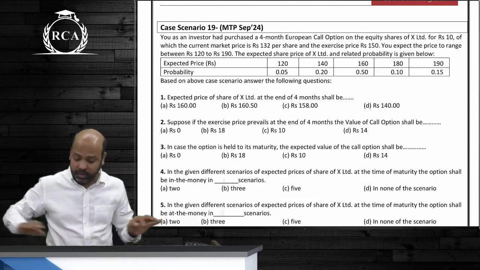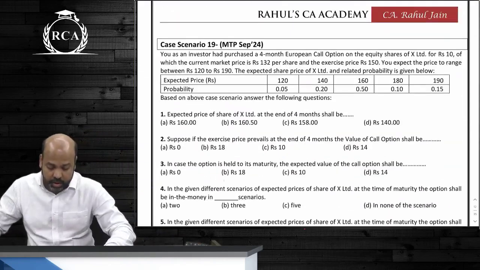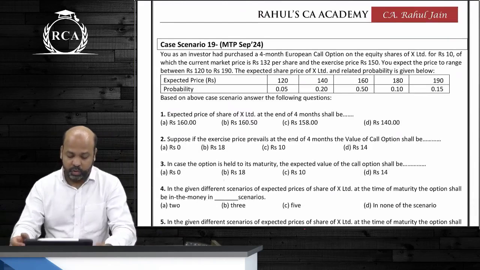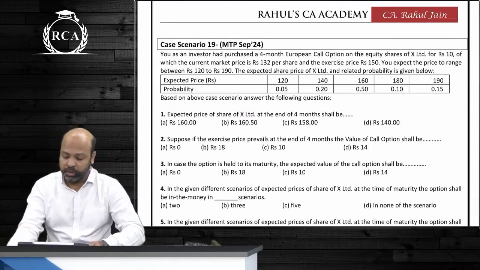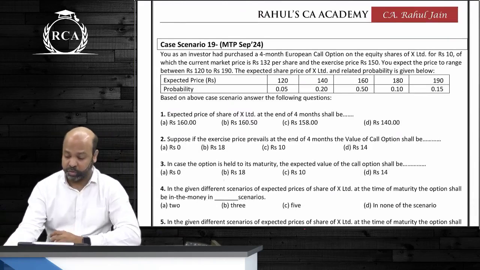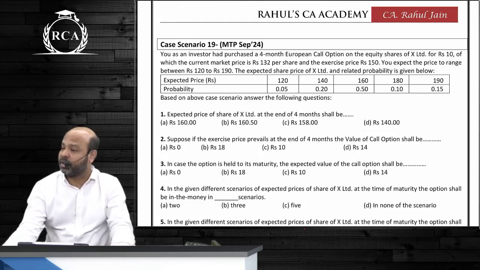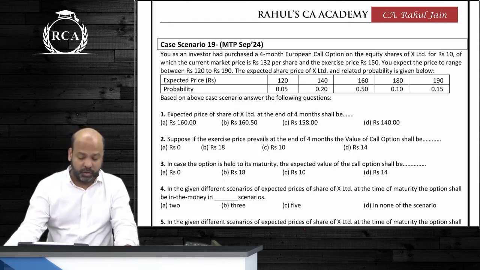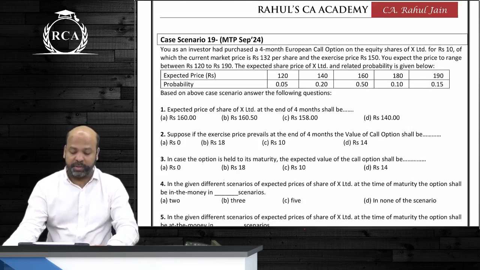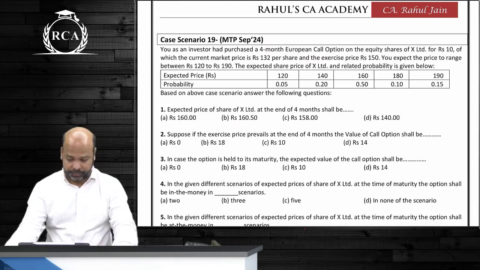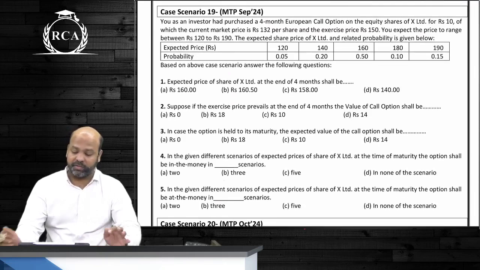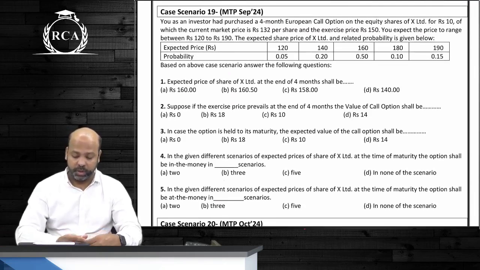Alright guys, it continues. Question number, kaun se tha beta? 19 guys now. It says you as an investor have purchased a 4-month European call option on the equity shares of X Limited for rupees 10. For rupees 10 matlab kya guys? Option premium is 10 rupees. Of which the current market price is 132 per share and the exercise price is 150 rupees. You expect the price to range between 120 to 190 rupees. Expected share price of X and related probabilities given below.